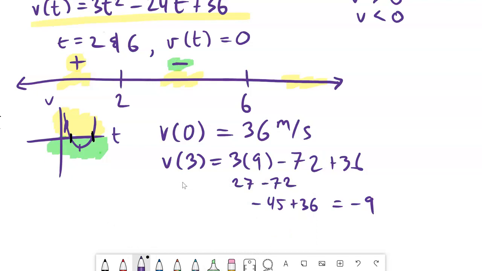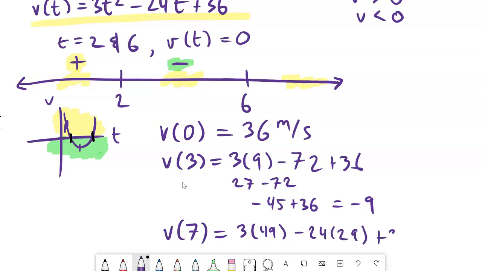And then finally, something bigger than 6. Let's do 7. 7 is fine. You can choose any value bigger than 6 in reality, but maybe you find this easier to think about. 7. Let's do it. 3 times 49 minus 24 times 7 plus 36.